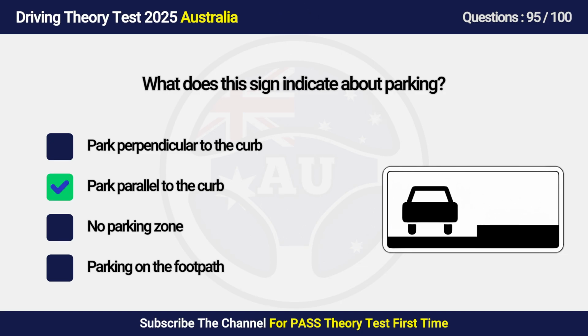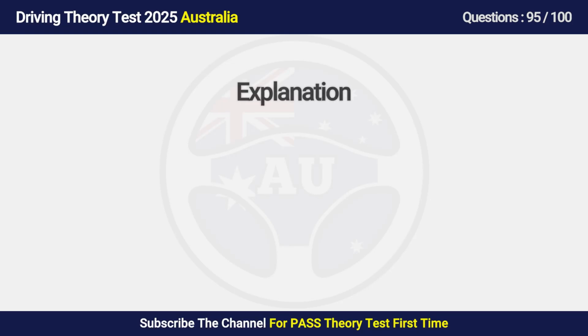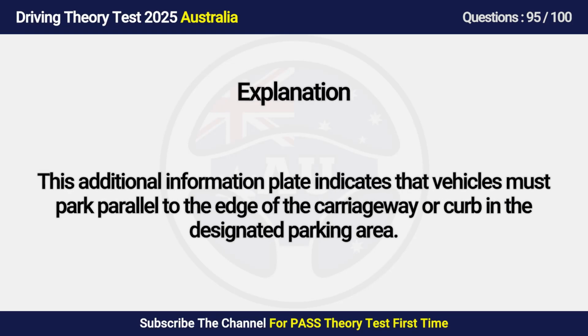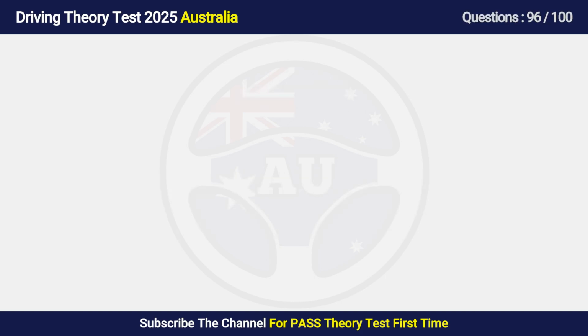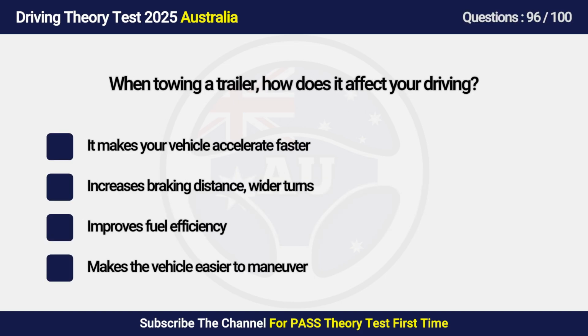Answer is B. Park parallel to the curb. This additional information plate indicates that vehicles must park parallel to the edge of the carriageway or curb in the parking area. Question 96. When towing a trailer, how does it affect your driving? A. It makes your vehicle accelerate faster. B. Increases braking distance, wider turns. C. Improves fuel efficiency. D. The vehicle is easier to maneuver.